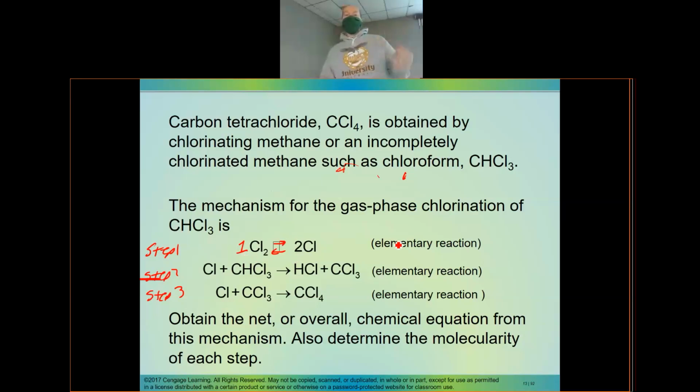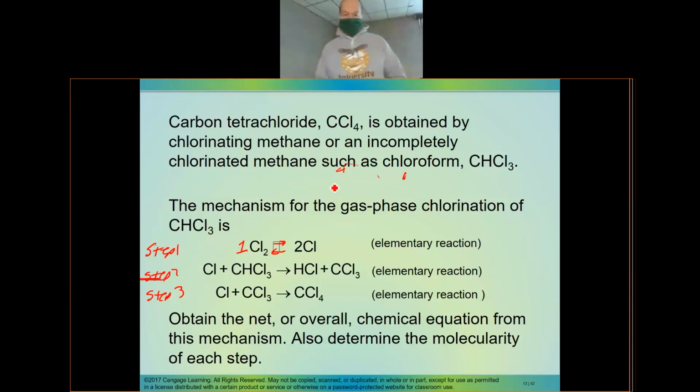In the step 2 elementary reaction, you have one Cl and one CHCl3, so this is a bimolecular reaction. In step 3, we have one Cl and one CCl3, again a bimolecular reaction. So your molecularity is going to be unimolecular, bimolecular, or termolecular. In this case, the first one is one molecule, unimolecular, and the other 2 are both 2 molecules.